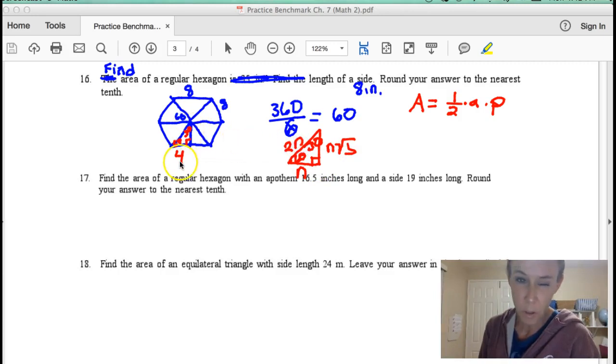So you got to know those ratios. So if opposite the 30 is our number, which is 4, opposite the 60 is going to be 4 times √3. And there it is, 4 times √3. So now I have what I need. My apothem is 4√3.